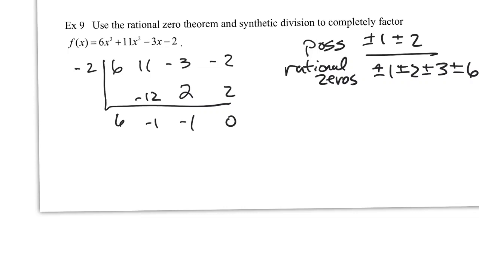After a process, I decided to try some of these zeros to see which way I could go with this. I ended up trying a bunch of them, and then I tried negative 2, and sure enough, I got a 0 as a remainder, which means x plus 2 is a factor. Okay, so if I know x plus 2 is a factor, then the other factor is 6x squared minus x minus 1.